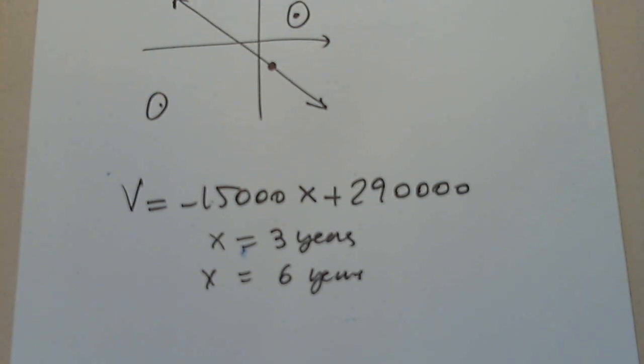This is what they are giving us. This is the relationship between the number of years and the current value of such and such property. Okay, next step.